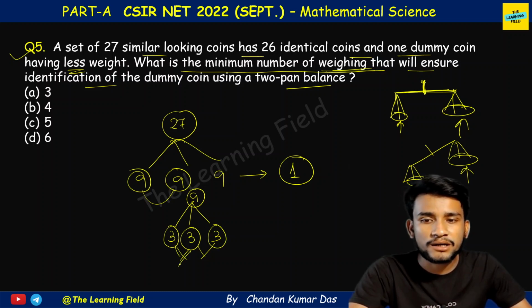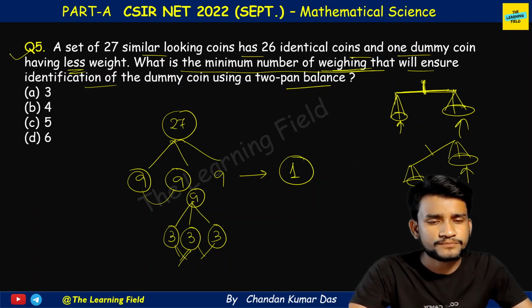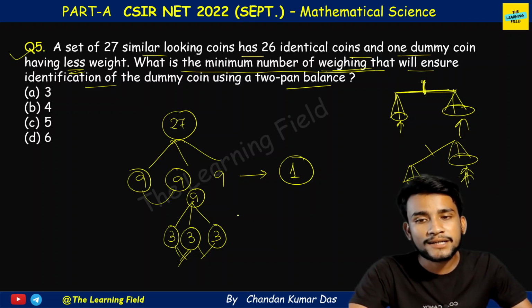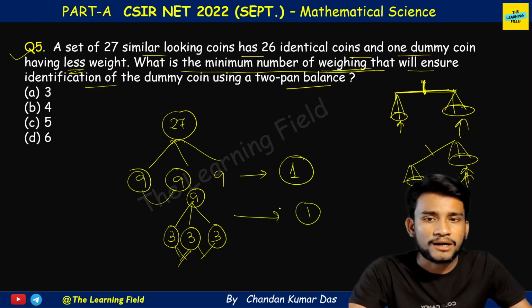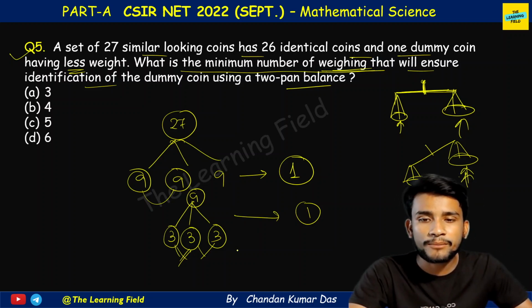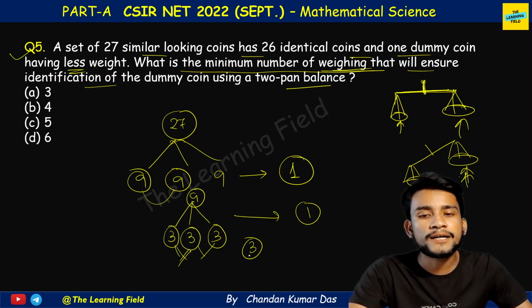If we put these three coins on the two sides of the two-pan balance and it gives the unbalanced mode, then we can be sure that this part contains the dummy one. Therefore, here also we can use one weighing to discard the remaining 6 coins. Now we have only 3 coins to find the dummy coin.